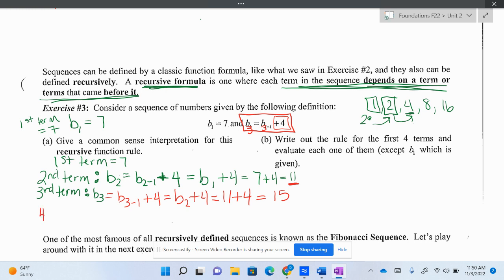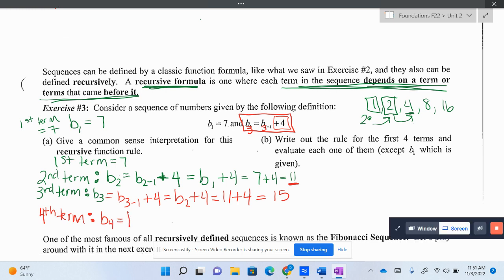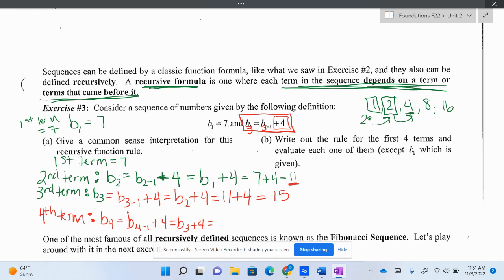Yeah, let's do it again. You just have to know how to work the formula. You have to know how to work the formula. So b to the 4th. Well, that says take b to the 4 minus 1 and add 4 to it. But the subscript of 4 minus 1 is 3 and add 4 to it. But the third term is 15, and 15 plus 4 is 19. Do you understand it now?